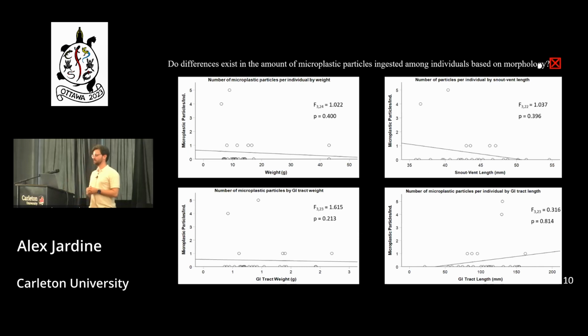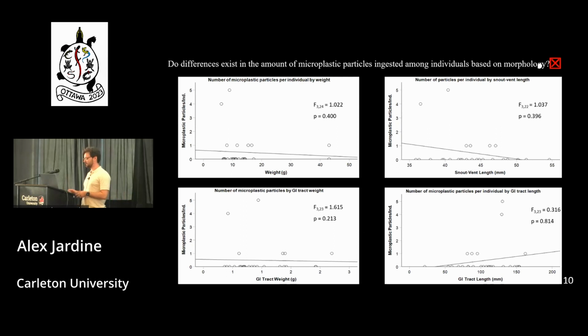When it comes to the morphology of the frog, there didn't really appear to be any noticeable differences or no significant relationships between the morphologies of the frogs and the number of plastics ingested. So we had things like the weight and length of the GI tract, as well as the snout vent length of the frog. None of that seemed to make a difference.